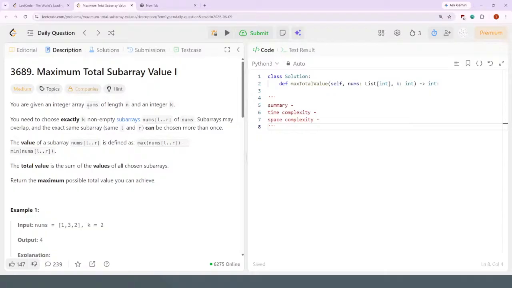You're given integer array nums of length n and integer k. You need to choose exactly k non-empty subarrays from nums, at L to R of nums. Subarrays may overlap, and the exact same subarray can be chosen more than once. Interesting.